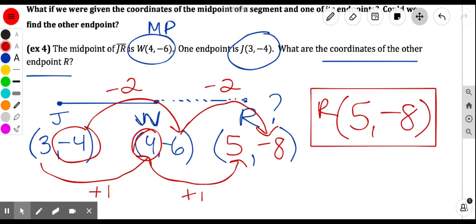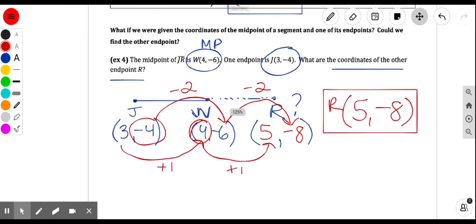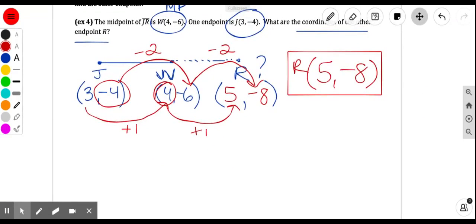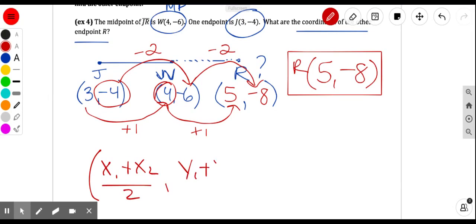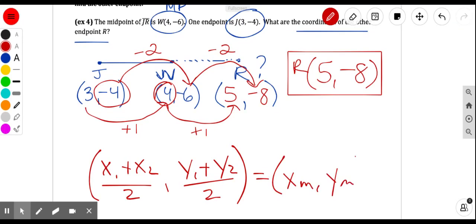Now, the way to do it algebraically is you use the midpoint formula and work backwards. So I'll show you that real quick. If you're someone who likes an algebraic method, that works. So this is the midpoint formula. I'm adding in xm, ym because now we know xm, ym. If you look up here, this W is the midpoint, right? So that's really xm, ym.